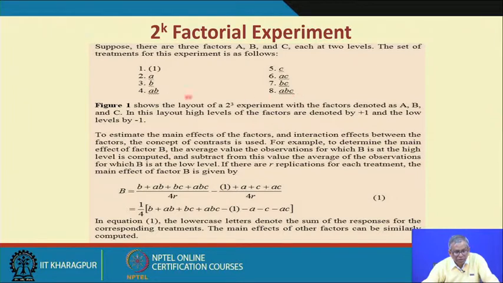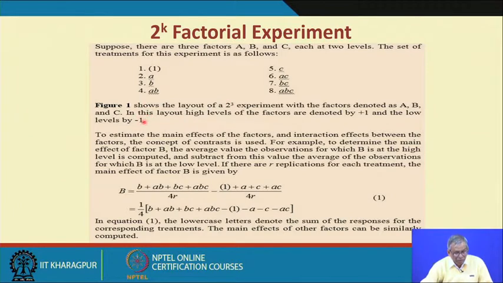Are you getting my point? So that means AB, that means C is at the low level. Is it okay? If you say C, it means A and B are at the low levels, where C is at high level. So these are the 8 combinations you have in each replication. So I am sure that you have understood the meaning of these notations.